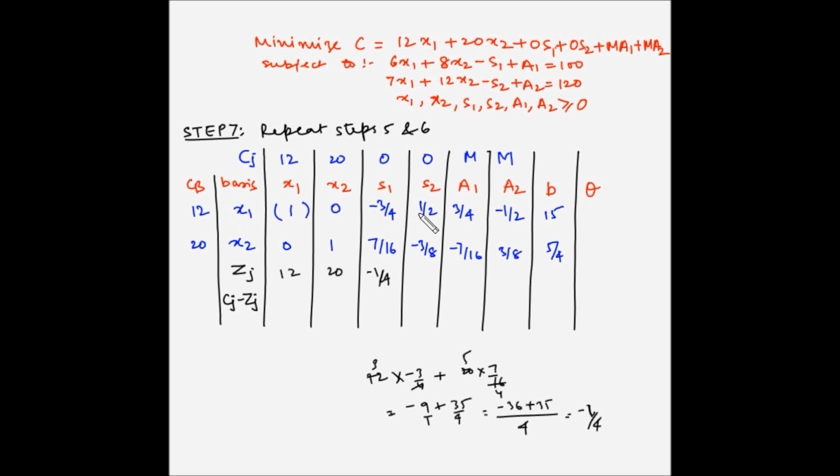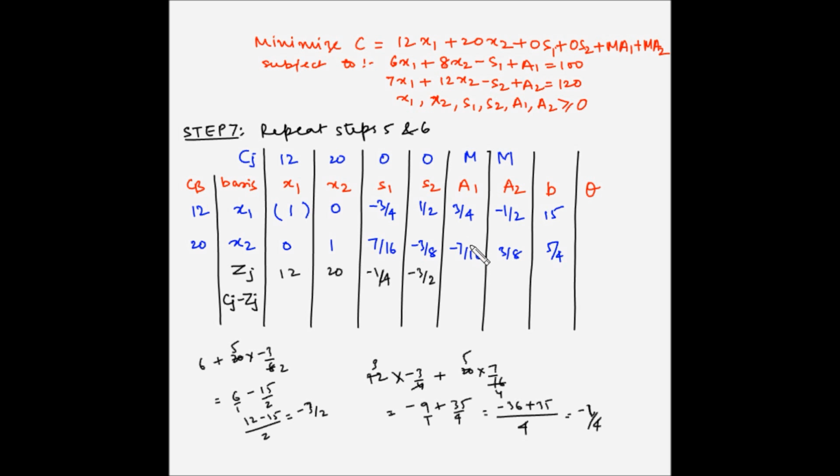12 into 1 by 2 plus 20 into minus 3 by 8. So 12 into 1 by 2 is 6 plus 20 into minus 3 by 8. 4 5s are 20, 4 2s are 8. 6 minus 15 by 2. 2 is the LCM. So 12 minus 15, minus 3 by 2.